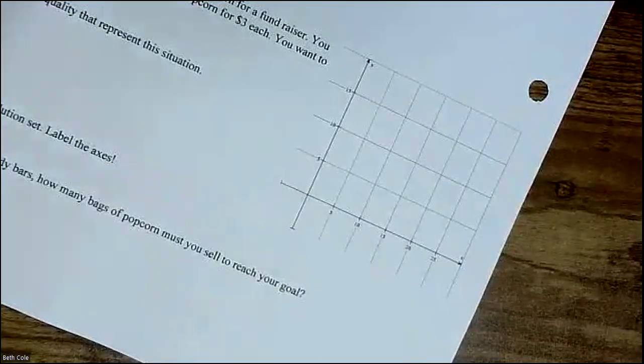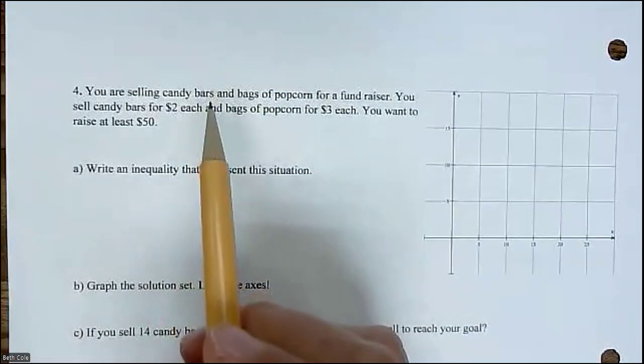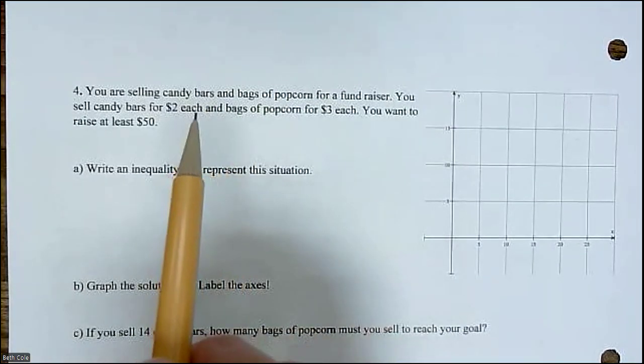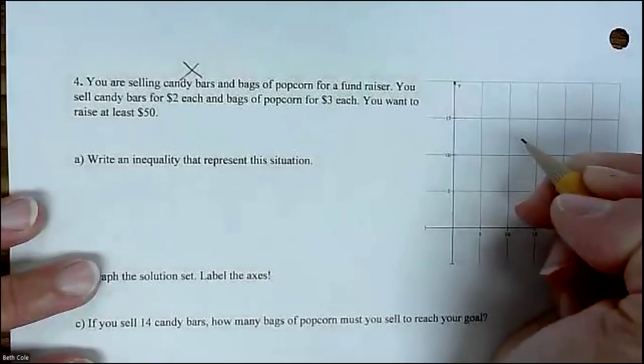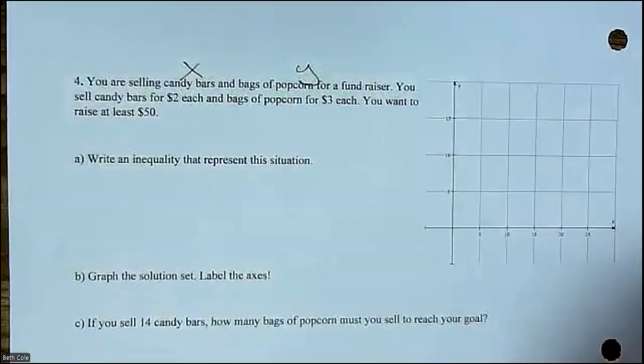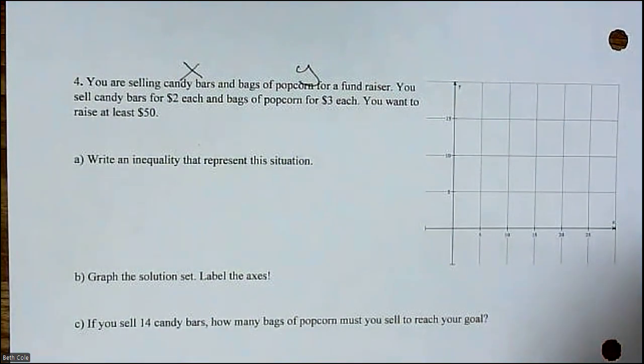So the first thing is to label. Did y'all flip the paper over and stay with me? You're going to make it. All right. What are we going to call candy bars? X. Good. Popcorn. Y. Well, I lost you there already?